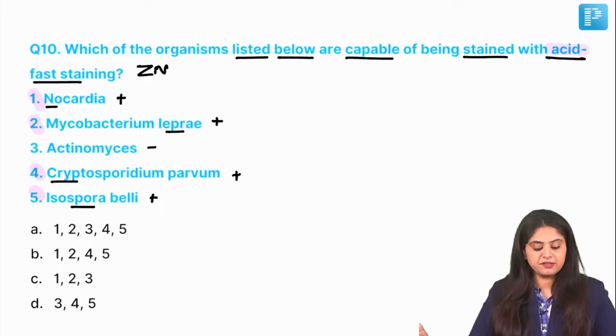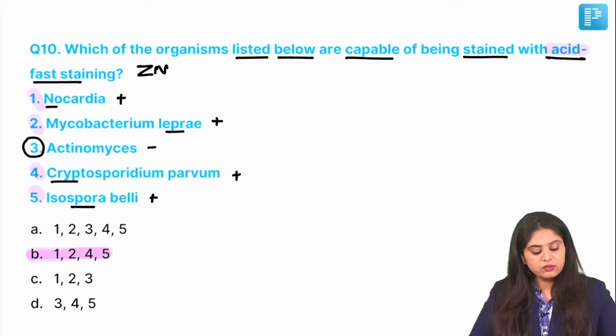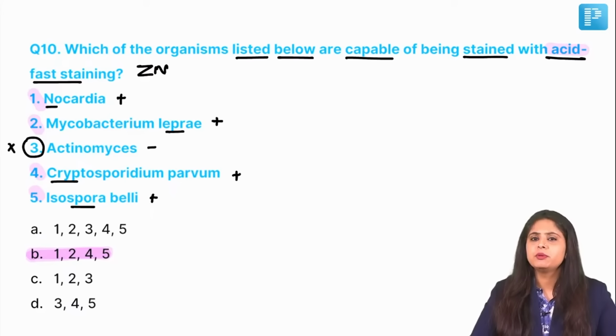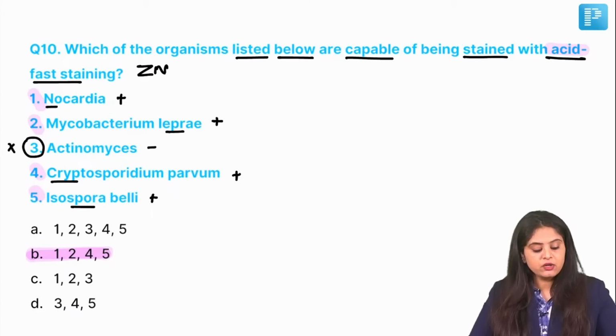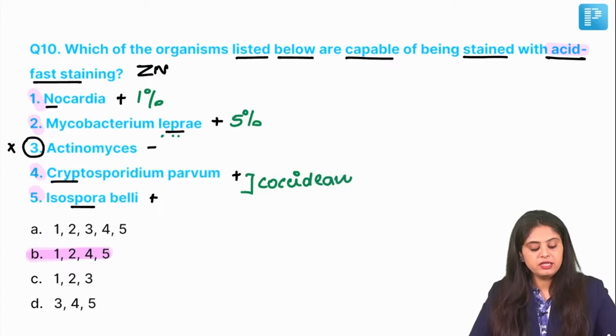These are all acid fast. Do I see them in the options? Yes, I see 1, 2, 4, 5 in the options and hence I mark it. So except for actinomyces which is not, अब सबका वो भी बता दो. Tell me the percentage. In Nocardia 1% अभी you told us. In lepra ma'am you told us fite-faraco stain. And for the coccidian parasites you told us it is going to be again 5%.